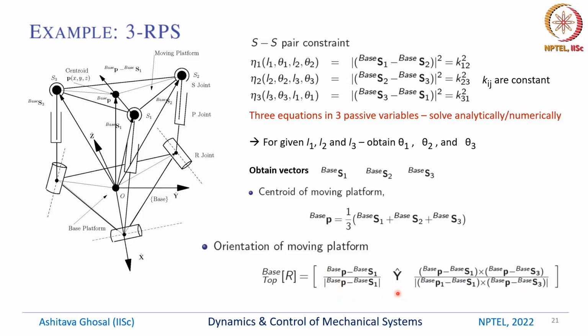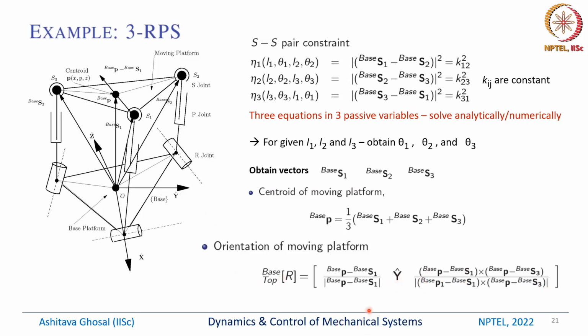And why do we divide by the magnitude? Because we need unit vectors. So this vector between base P minus base S1 is not a unit vector. So when you divide by the magnitude, you will get a unit vector. Similarly, we divide by the magnitude of the cross product and we get a unit vector along the z direction. And y is z cross x.